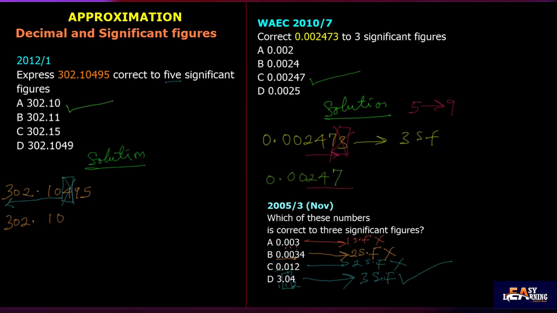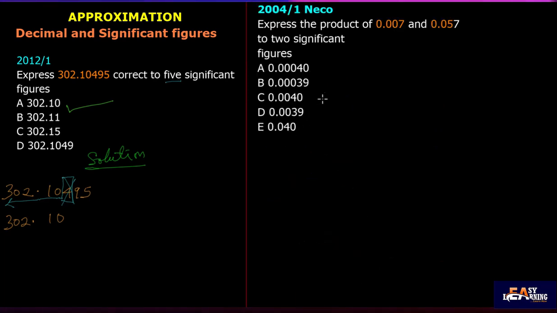Okay, I think we can take 2 more examples, and that will be the end of this particular class. We have a NECO question here, a 2004 question. We have to express the product of 0.007 and 0.057 to 2 significant figures. We'll be given option A to option E. As usual, pause the video, try solving it. Let's compare the answers.